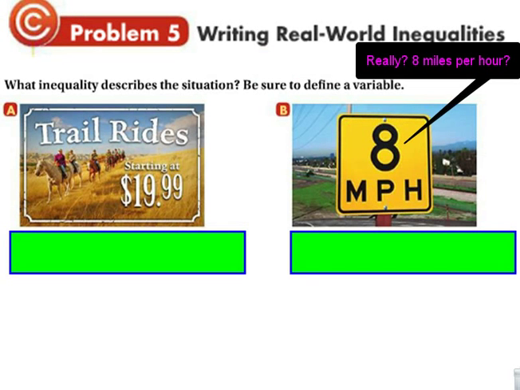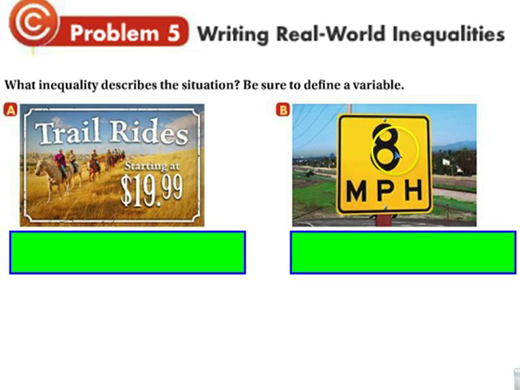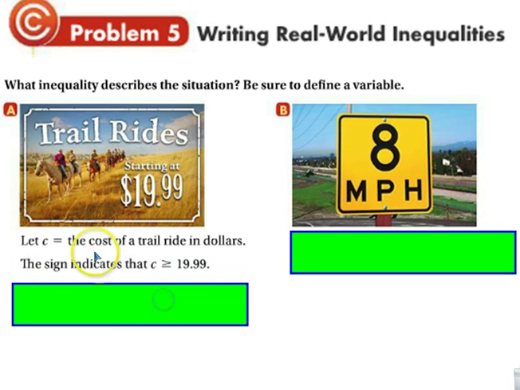Now we're going to translate these signs into what they mean. What inequality describes the situation? Be sure to define a variable. So we have trail rides starting at $19.99. Does that mean we're going to pay more than $19.99, less than it, or could it be equal to? So we say that C is the cost of the trail ride, and the sign tells us that C is going to be greater than or equal to 19.99. Starting at $19.99 means it's going to be $19.99 or higher.